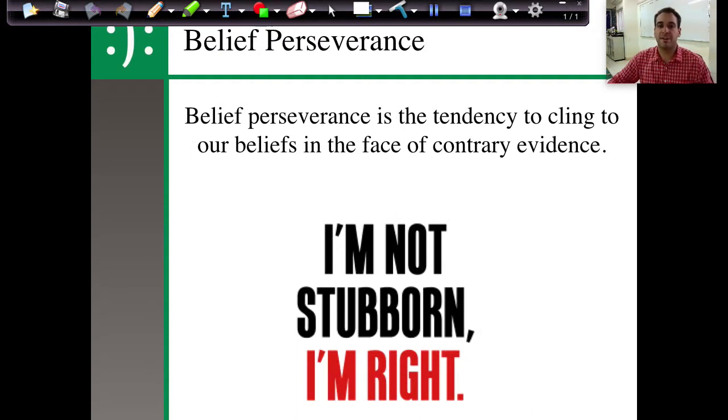Belief perseverance is the tendency to cling to our beliefs in the face of contrary evidence. I am not stubborn. I am right. Most people who are stubborn would say, I'm not stubborn, I'm just correct. This is not an uncommon thing. Okay? So you are perseverant in something that you probably maybe shouldn't necessarily be. I think a lot of people are guilty of this at some time or another.